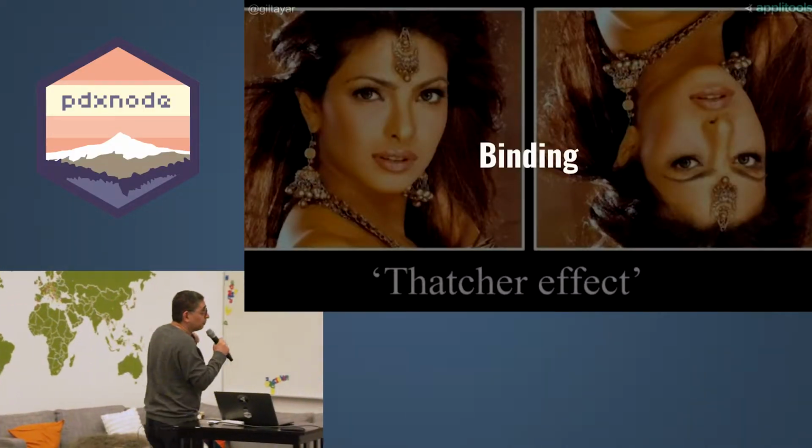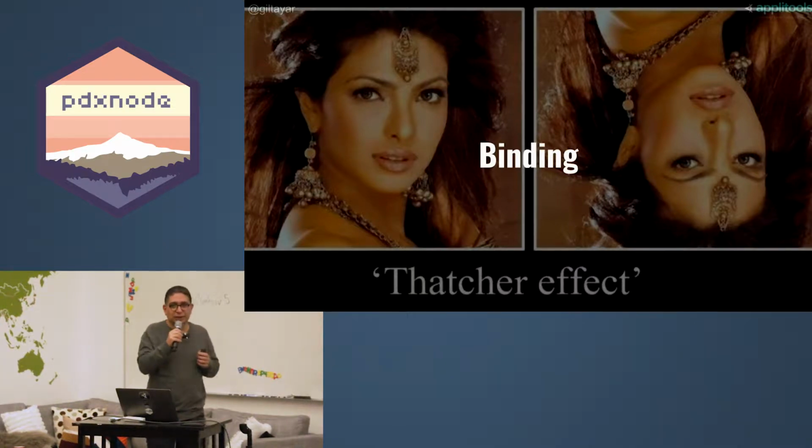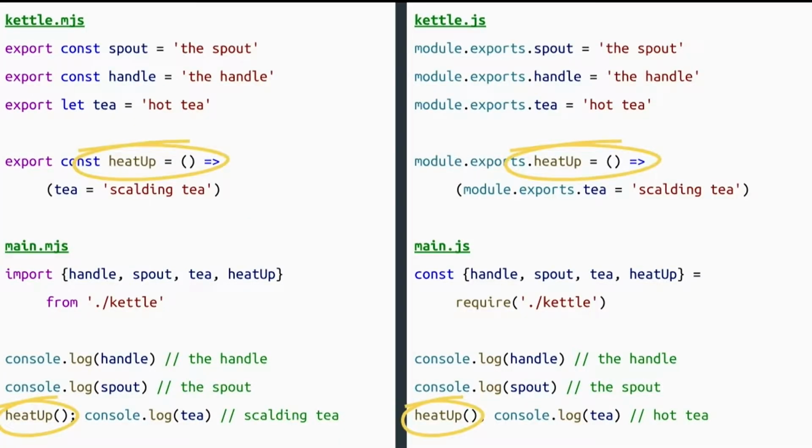Binding. Oh, this is important. This is crazy important. And it seems like a really weird distinction, but it's at the heart of the difference between ESM and CJS. So it's subtle, but very important. Let's look at an example to understand binding. Let's look at the ESM first. You know what? Let's look at the CJS. I'm exporting spout, handle, and t. And I'm also exporting another named function called heatup. What heatup will do is change the t variable from hot to scalding. That's what heatup does.